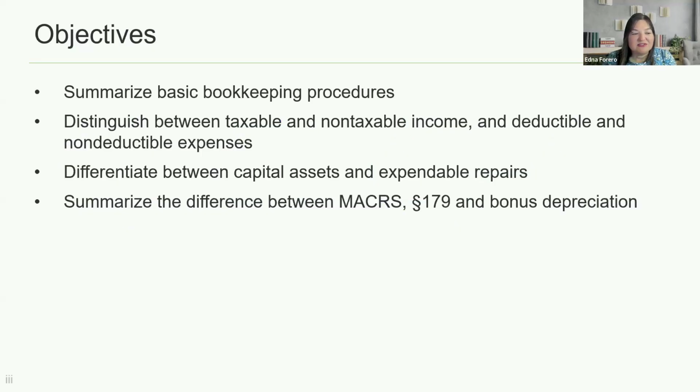We'll be covering 4 different items today, so I want to take some time to just cover the objectives for you. First and foremost, we're going to summarize a few basic bookkeeping procedures. I know that for most of you, you may have already done this, but it'll give us an opportunity to look at taxable and non-taxable income, some deductible and non-deductible expenses, and we'll also learn how to differentiate between capital assets and expendable repairs. As well, today we're going to cover some information on depreciation. So we're going to summarize the differences between MACRS, Section 179, and bonus depreciation, and talk about some of the planning methods of that for your clients as well.